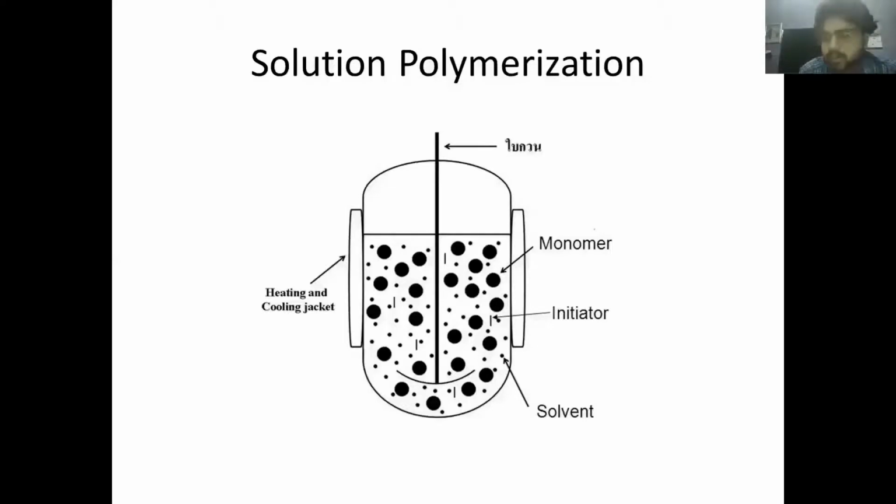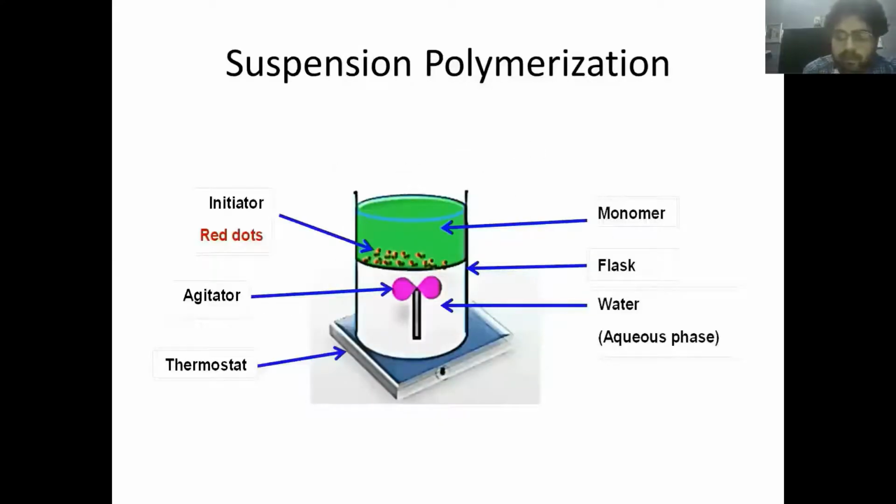Now I will talk about suspension polymerization. In suspension polymerization, again there is a heterogeneous mixture. There is monomer and initiator. They are both soluble in each other, and there is water, the aqueous layer. The initiator, as we can see, is represented by the red dots. The reaction mixture is agitated and heated to a certain temperature.